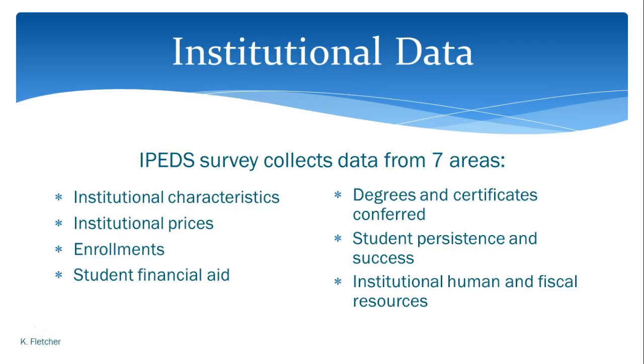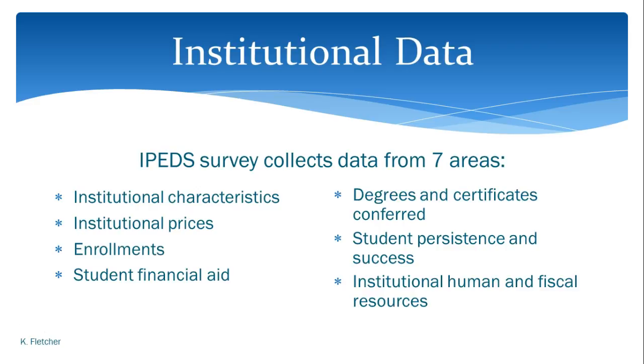The IPEDS survey collects data on institutional characteristics, institutional prices, enrollment, student financial aid, degrees and certificates conferred, student persistence and success, and institutional human and fiscal resources. Although IPEDS is great for comparing institutions, you can also use it to just find data on your own institution in each of these 7 areas. You can get this data from your institutional research or IR department, but if it's not readily available, it might be quicker to access it through the IPEDS system.